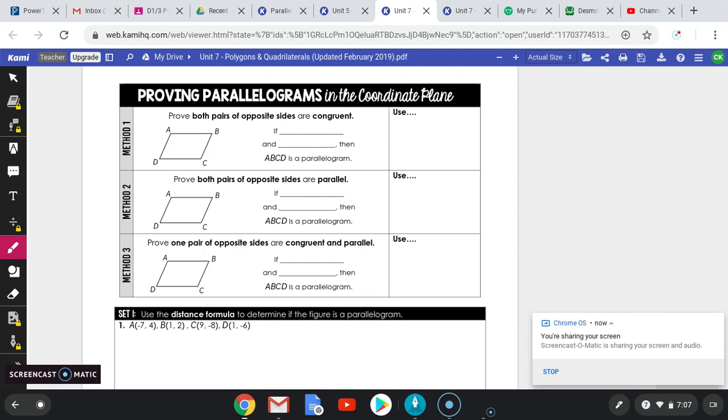In this video here we're going to be looking at how to prove parallelograms in the coordinate plane. So there are three different methods. For your homework you're going to have to figure out how to do each method here.